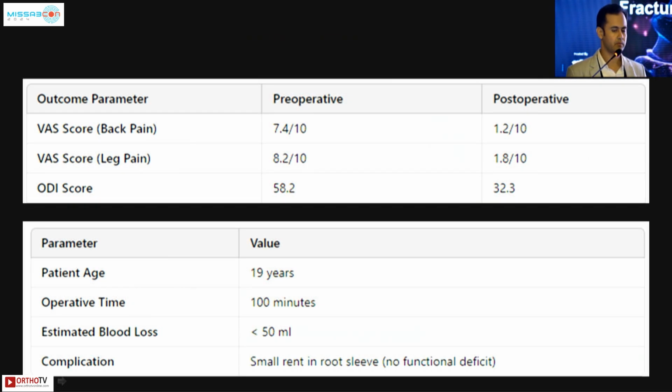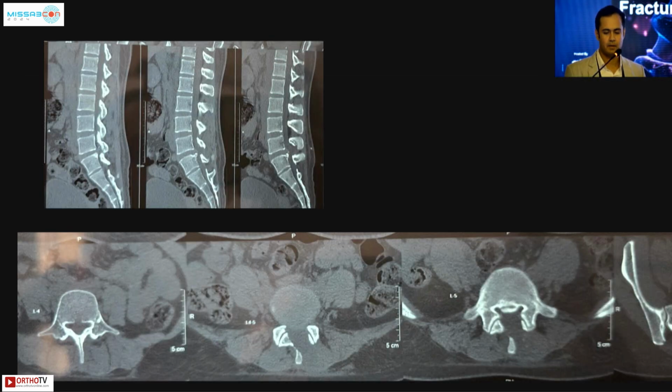There was an improvement in the VAS back and leg and an improvement in the ODI scores. It took me about 100 minutes to do the surgery. The only complication was a small rent in the dural sleeve. This is the post-operative CT scan confirming the adequacy of my decompression.